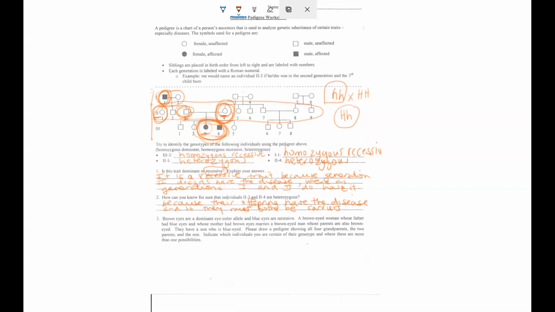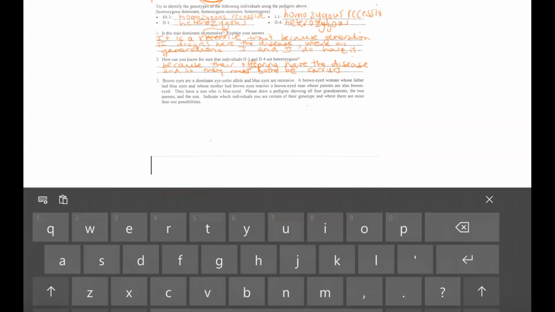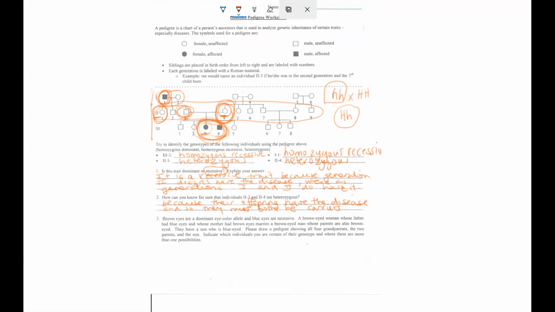And oops, what happened here? Brown eyes are the dominant eye color allele, and blue eyes are recessive. A brown-eyed woman whose father had blue eyes and whose mother had brown eyes marries a brown-eyed man whose parents are also brown-eyed. They have a son who's blue-eyed. Please draw a pedigree showing all 4 grandparents, the 2 parents, and the son, and indicate which individuals you are certain of their genotype and where there is more than one possibility.